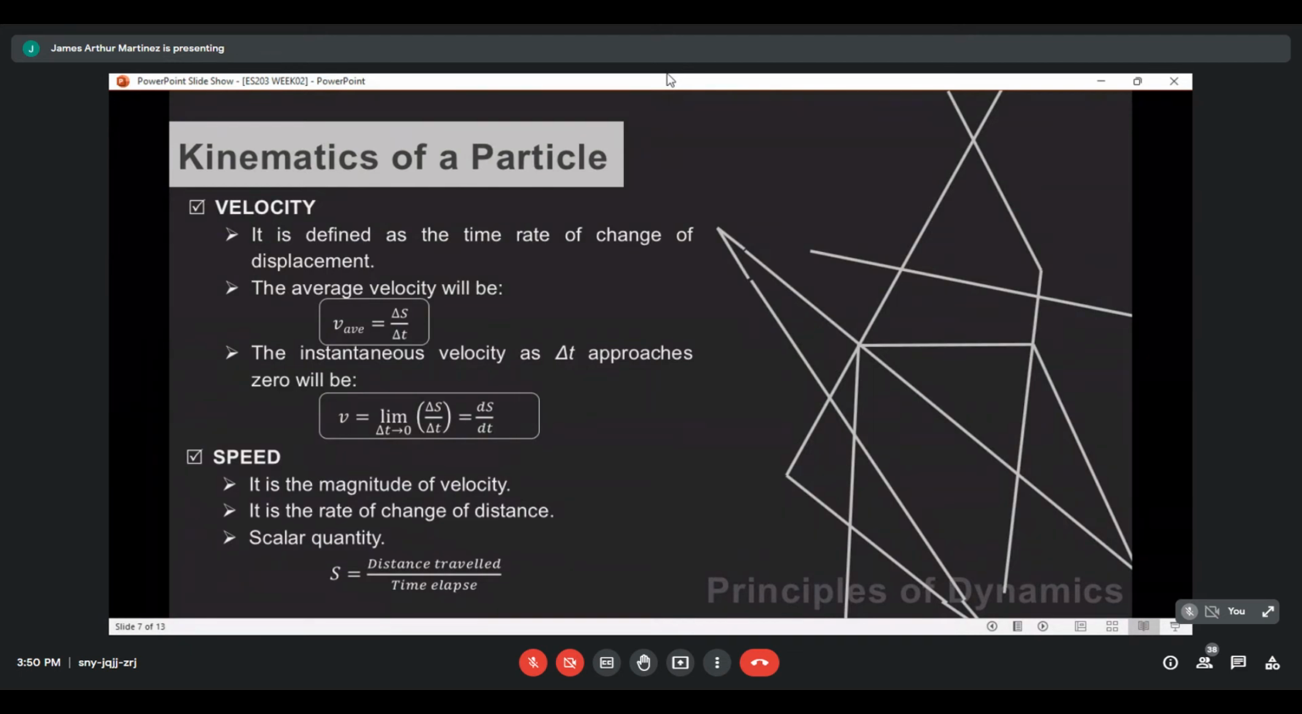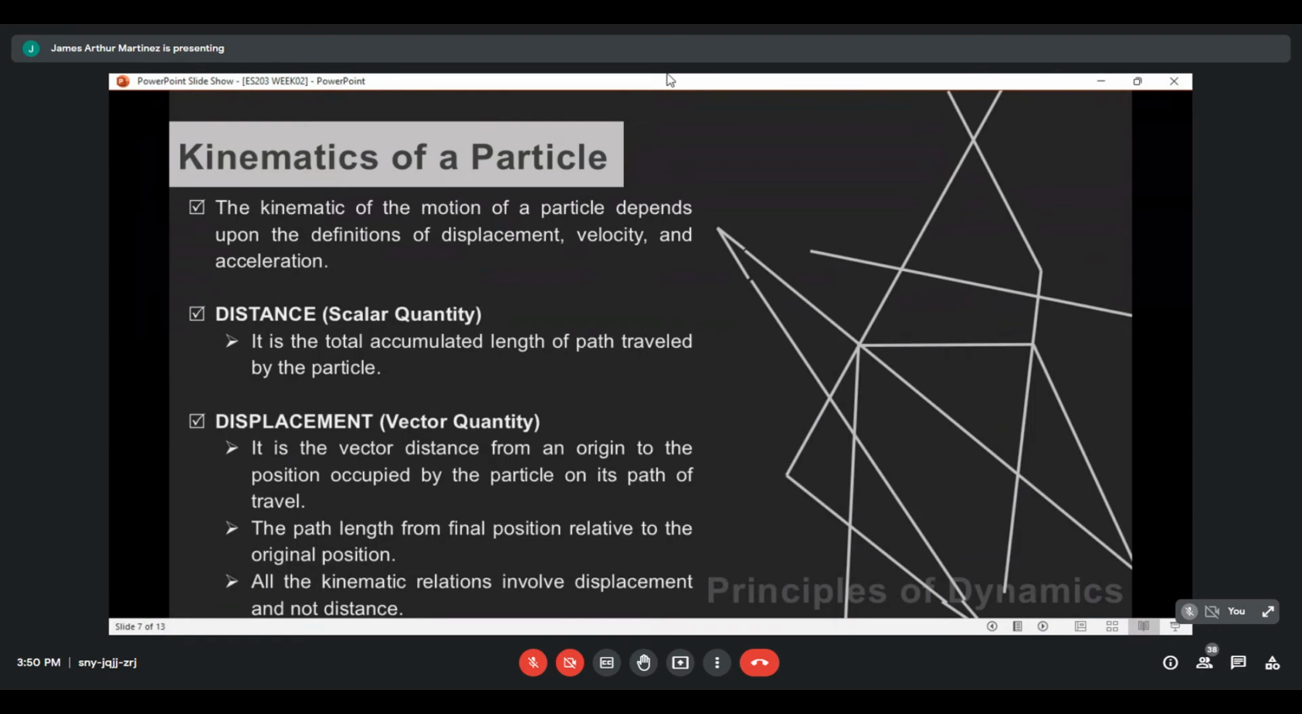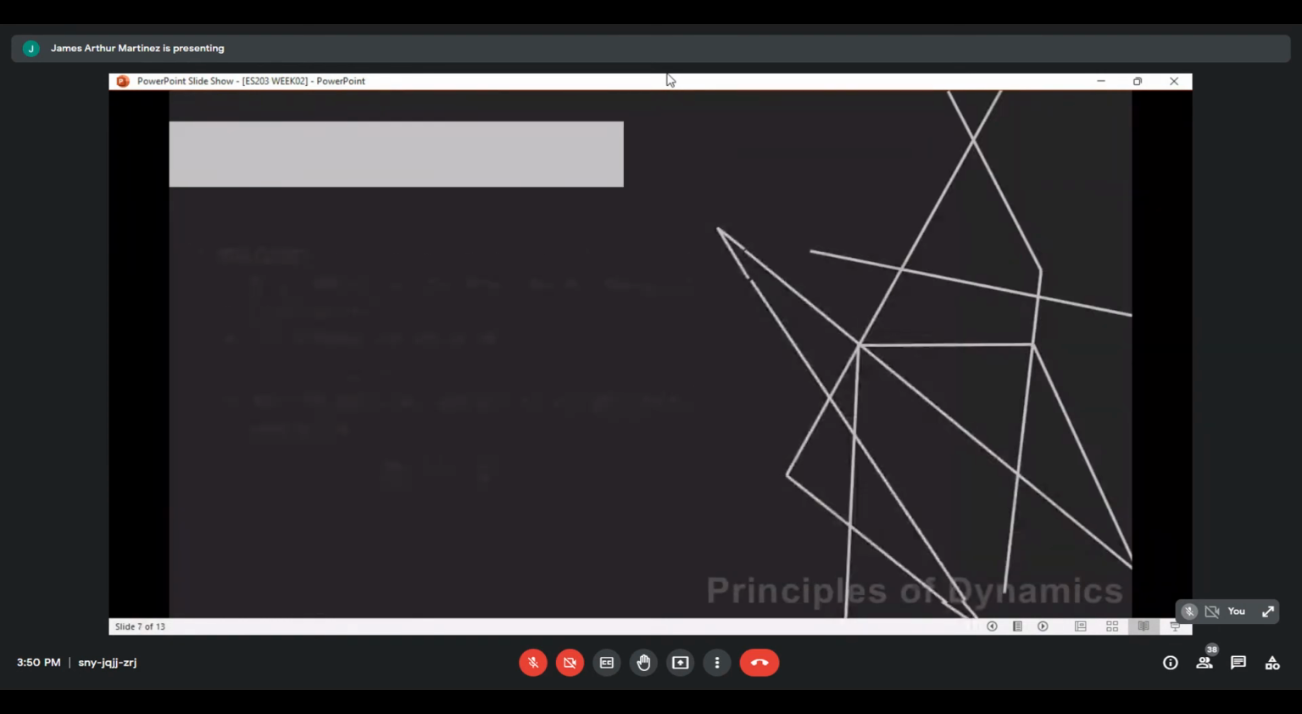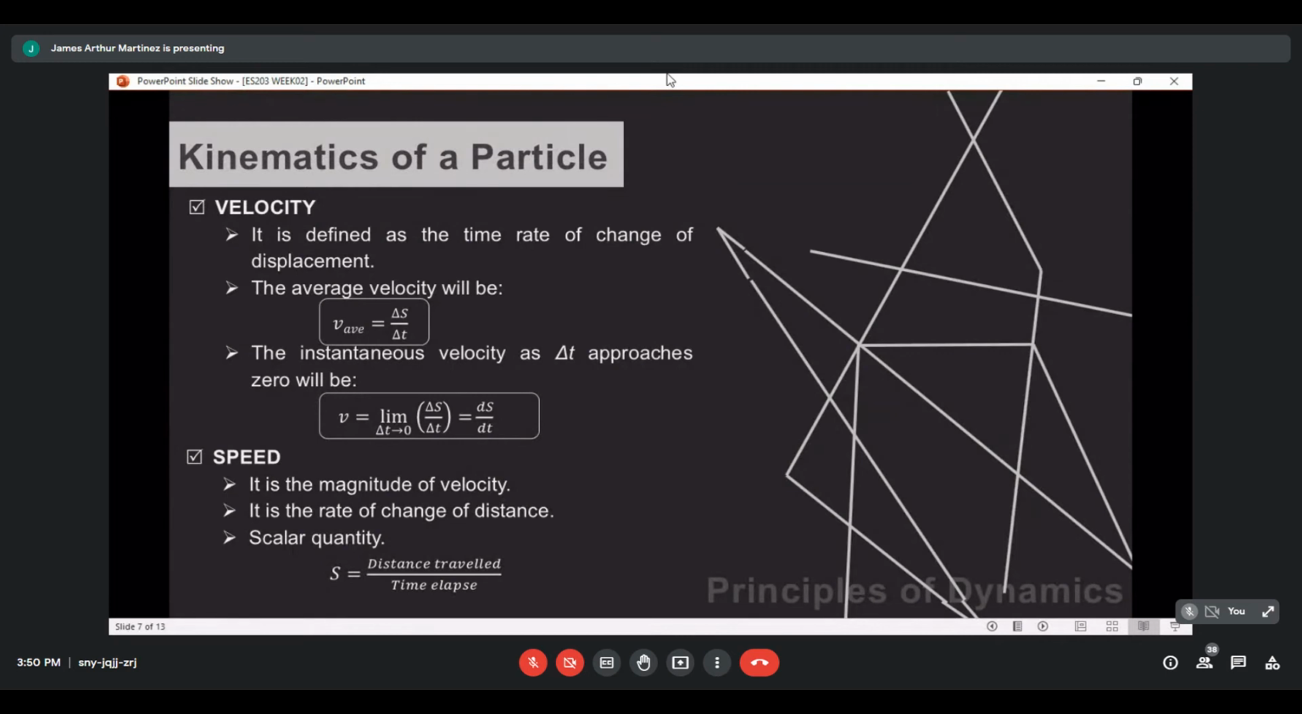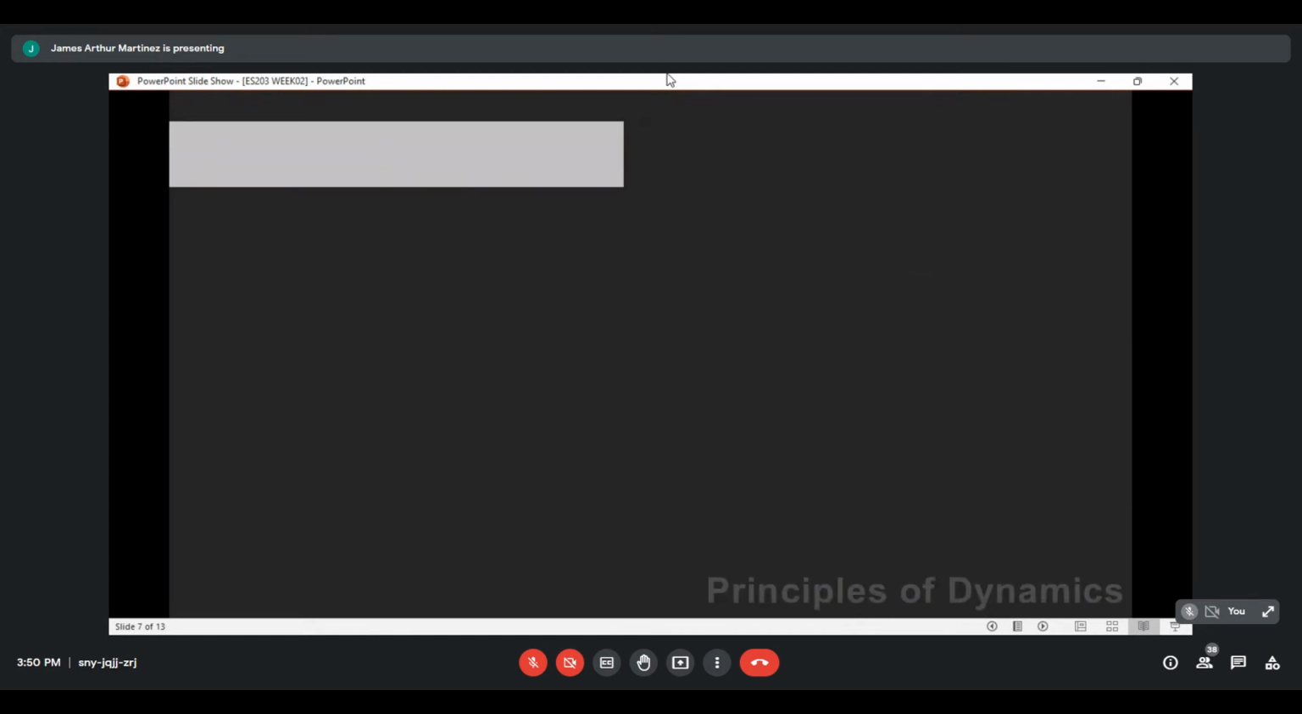So speed. Again, the same thing as with displacement and distance. When it comes to velocity, we also have a similar counterpart, which is speed. So speed is defined as the magnitude of velocity. When referring to speed, it is the rate of change of distance. So velocity, displacement; then speed, distance. So they are partners. So happy Valentine's Day to velocity and speed, displacement and distance. They are partners.